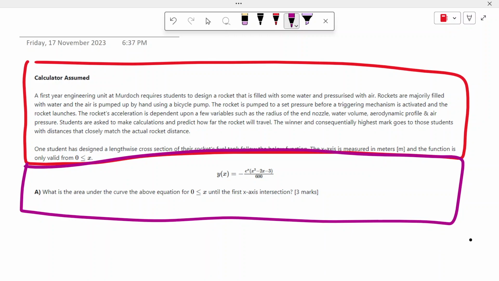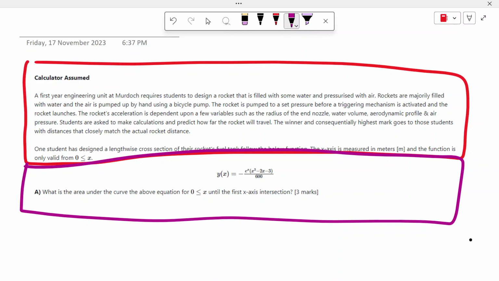But if you're interested, in first year uni at UWA for engineering, they got us to make these water bottle rockets and shoot them across, pump them up with water, and I guess it would shoot a certain distance. And top marks to those who could accurately predict where it would go. But back to the math question.